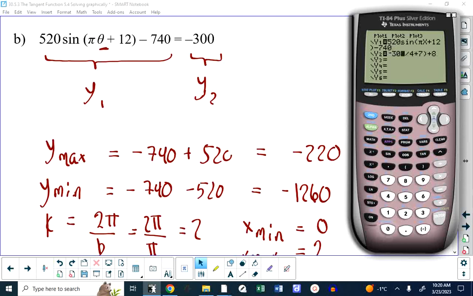negative 300. Of course, you should always double check everything before you go graph. My thinking there is, as soon as you go graph, you can no longer see what you've entered. So you don't get a chance to check it. 520 sine of pi x plus 12 minus 740 and negative 300. So if you look up here, you're going to see something which you should not see on your calculator. Okay? But it's going to happen to all of us sooner or later.